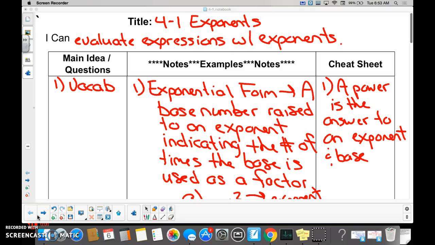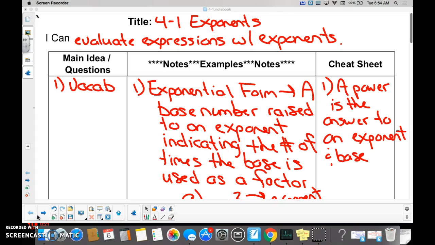Good morning, everyone. Today we are looking at 4-1 exponents. The I can statement is I can evaluate expressions with exponents. This is an Edpuzzle video, which means you have questions on it, as you already know. At the very end, we have a couple of notes to finish up on, as we didn't finish these notes the other day. So, quick review of what we talked about last week.